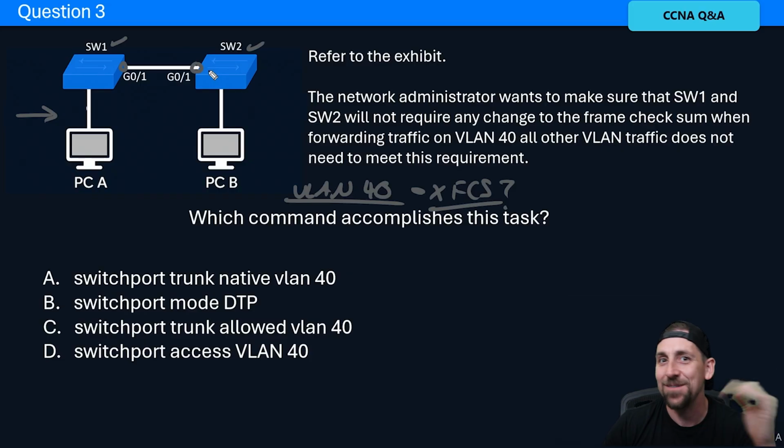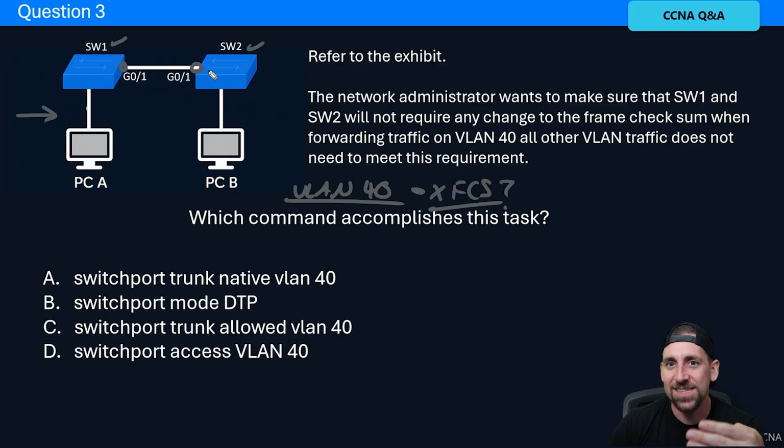So I would actually argue that this doesn't meet that requirement. That means that no other traffic is going to be forwarded, and not that the other traffic doesn't need to meet the requirement, right? When it says doesn't need to meet the requirement, what it's saying is other traffic can be forwarded. That's an inference, but it's pretty accurate here.